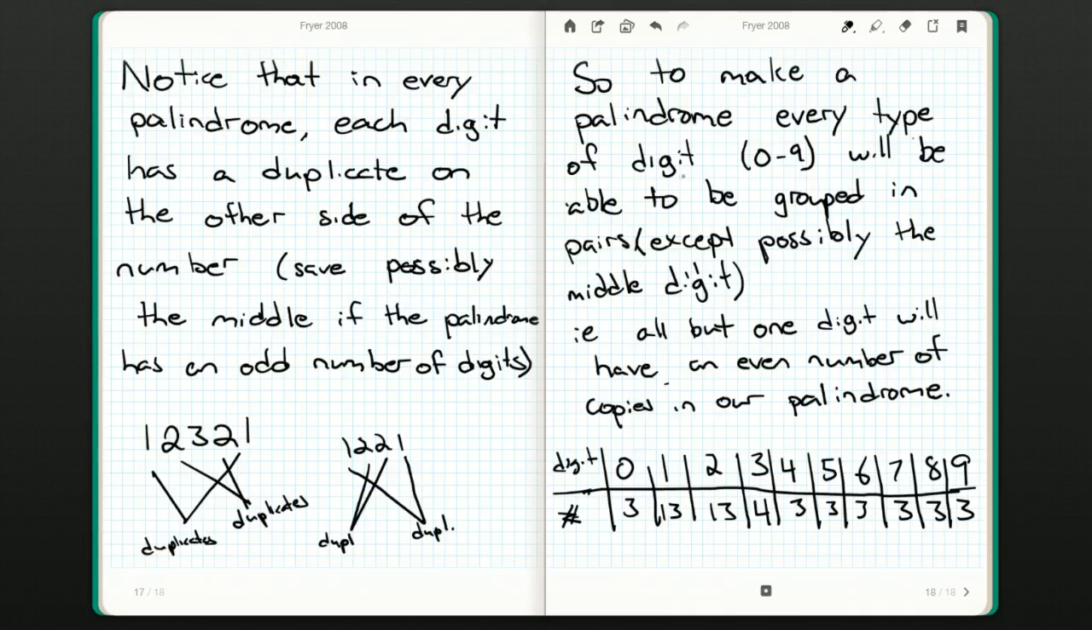So notice that we want all but one of these groups of numbers to be even. Maybe the 2s are odd, maybe the 6s are odd, and everything else needs to be even. And we don't have that. And we're asked to remove digits. So we need to basically remove one digit from each of these categories, except 3. 3's fine the way it is. 3's even, so that's good. And we're allowed to leave 1.